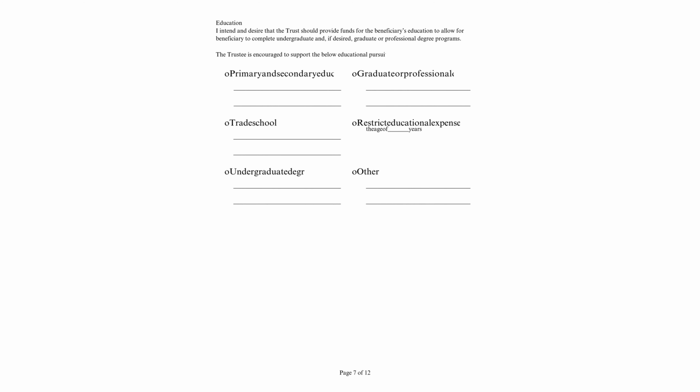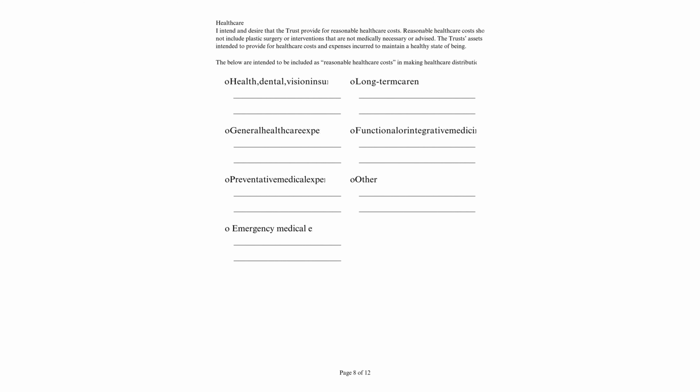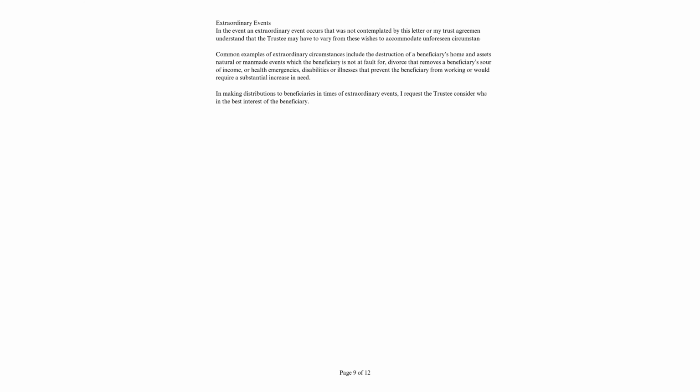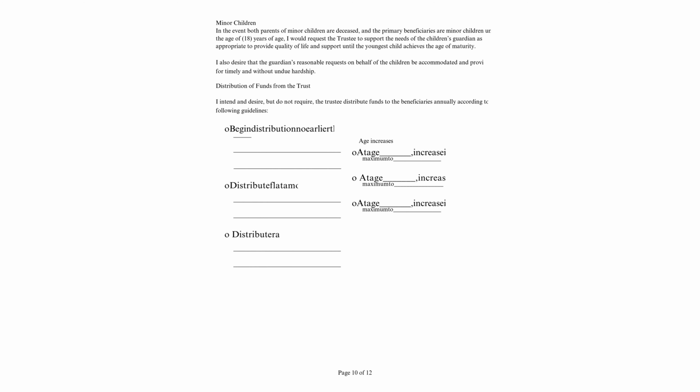Trust distributions: directed towards family, multiple generations, or named beneficiaries. Covers essential living expenses, education, and healthcare. Extraordinary events: the trustee is granted discretion in cases of unforeseen hardships like natural disasters, health crises, or divorce. Minor children: the trustee should support a guardian in caring for minor children until they reach maturity.